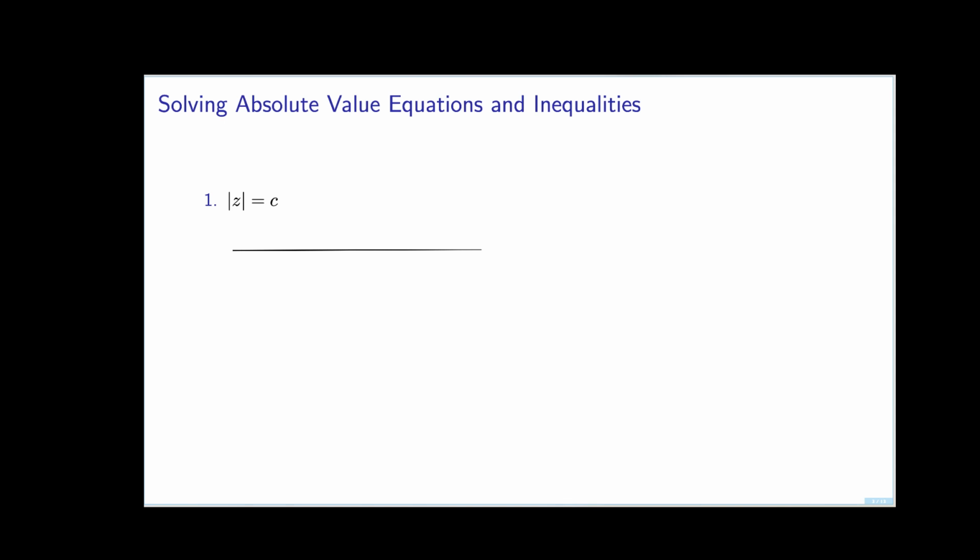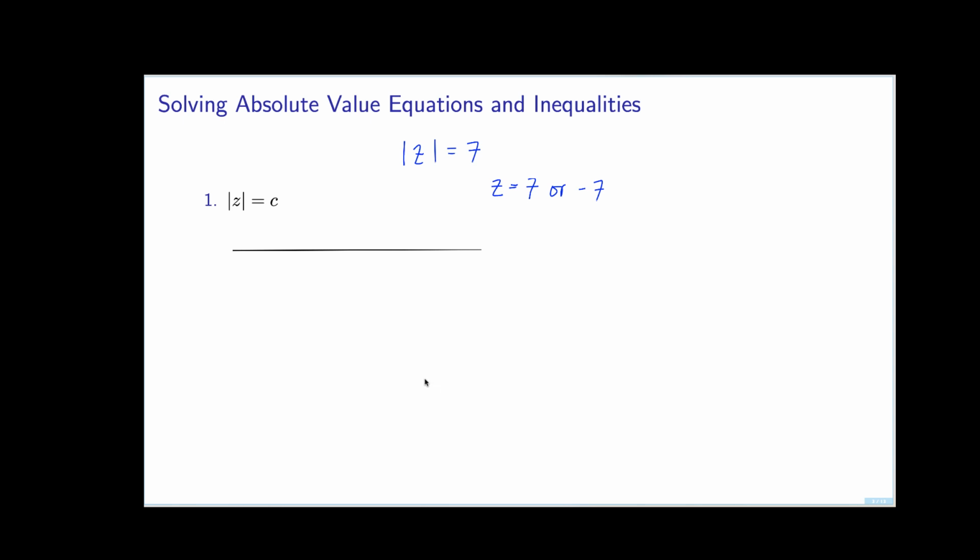So first off, if I tell you that the absolute value of z is equal to some number c, what does that tell us? Just as a very concrete example, suppose we have that the absolute value of z is equal to 7. What can that mean about z? Well, this tells us that z would be either equal to 7 or negative 7. So 7 and negative 7 are both values of z which have absolute value of 7.